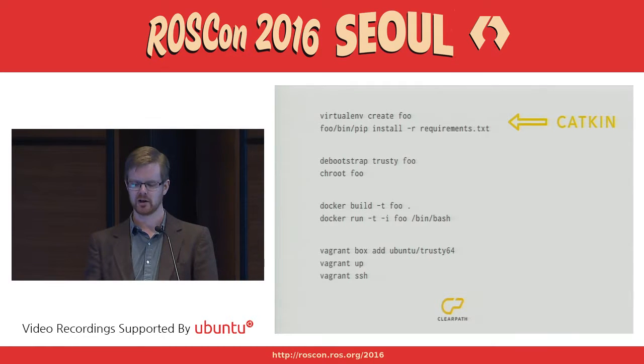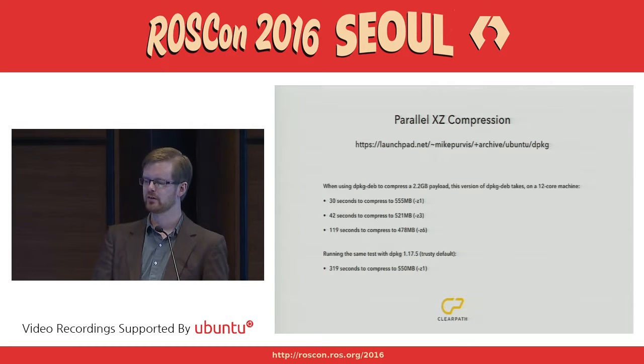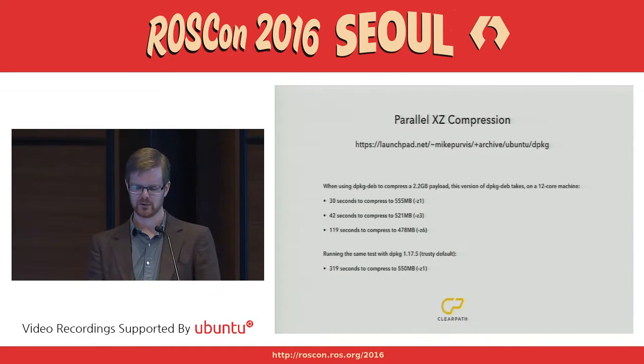Very small sidebar: deb packages are compressed with the XZ utility, and it's awesome because it has high compression. It's also single-threaded and crazy slow. So if you have a thing that's like 2 gigabytes and you try to compress it, it'll take forever. So if you do this, you should go to my PPA, where there's a parallel version of dpkg that's super fast. So if you do this, do that.